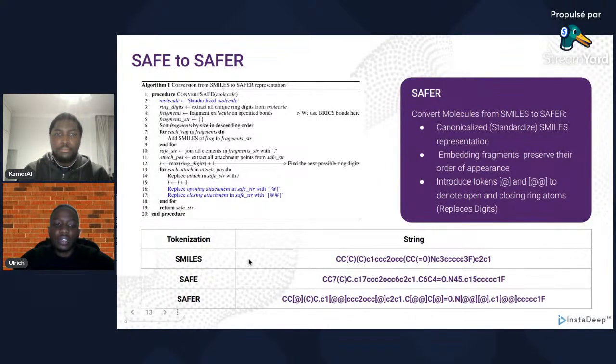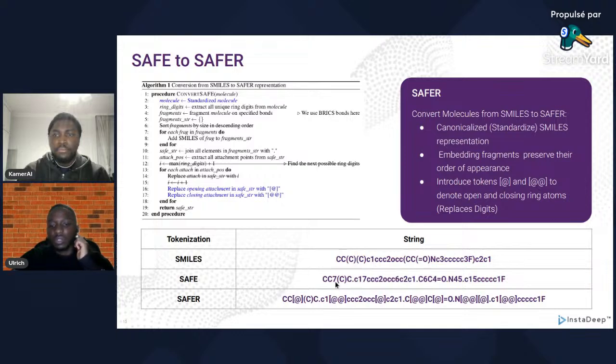Here you have an example of what a SMILES notation will be, and in the middle what the SAFE representation will be, and finally the SAFER representation, which we use here. The main change you see is that you remove the branching point that links multiple fragments. In this case, this 7 here was replaced with this token, and the corresponding 7 here was represented with a double at sign token. So that was the idea.